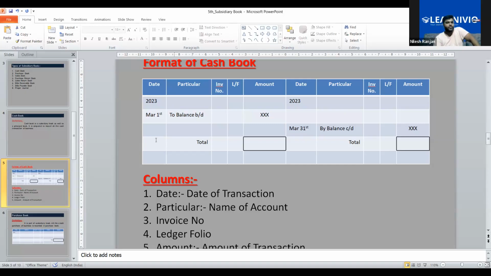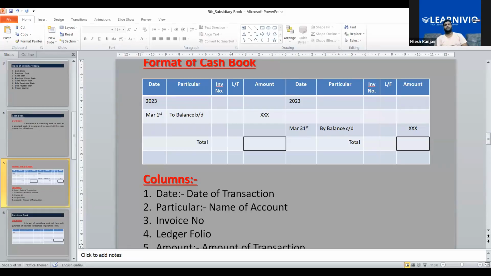So do you remember the format of ledger? Yes, I do remember the format of ledger. Tell me only the format, it's the same format. There is no difference. Okay, wait. There is some difference. That invoice number, that is the difference. Okay. So the difference in format is invoice number and LF.